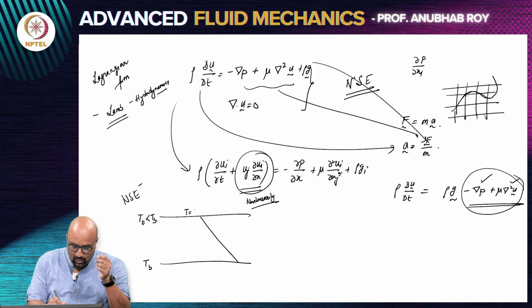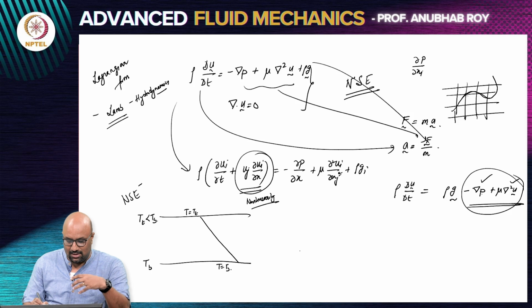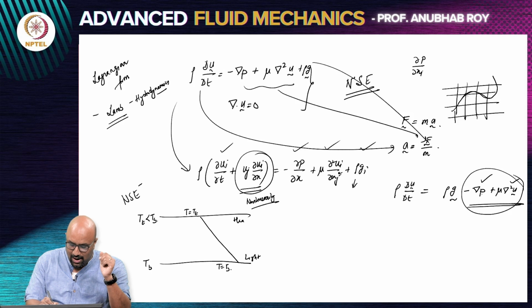So, at the top you will have the top plate temperature, and at the bottom you will have the bottom plate temperature. Now, if the world was purely governed by NSE minus, or the linear Navier-Stokes equation, then in this equation you will have the fluid acceleration, you will have a pressure gradient, you will have a viscous term, and you will have a body force, where the body force is coming from the density variation due to temperature. You can assume a thermal expansion coefficient and say that you change temperature, density changes, which means here you have light fluid and here you have heavy fluid.